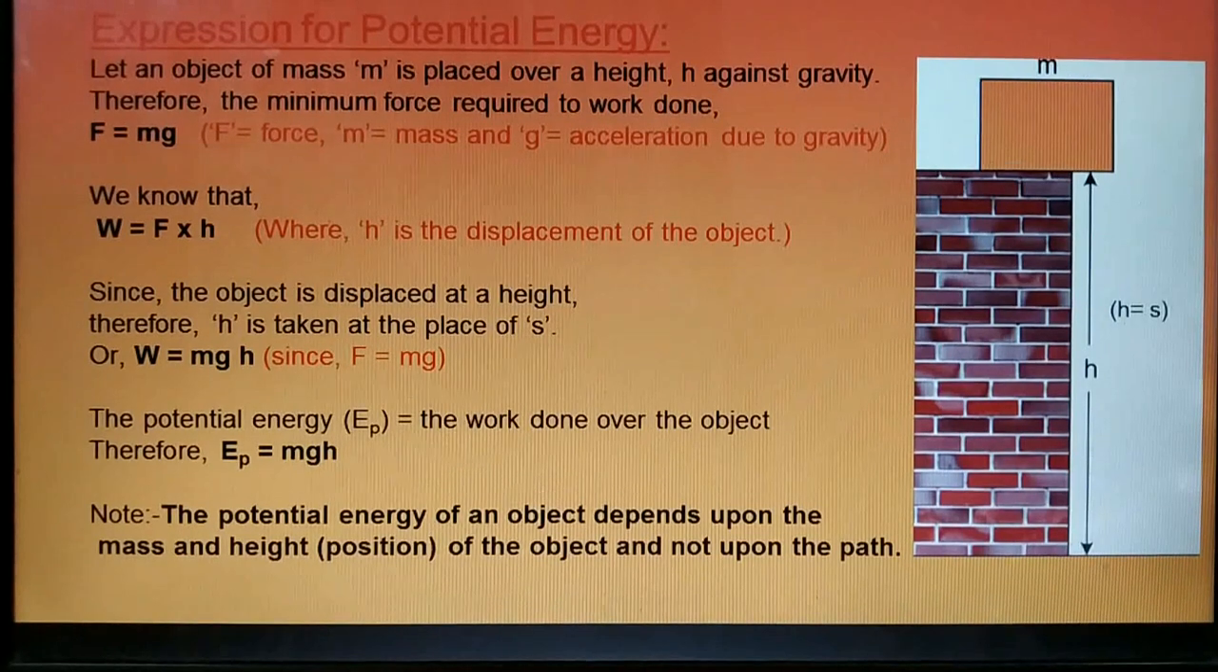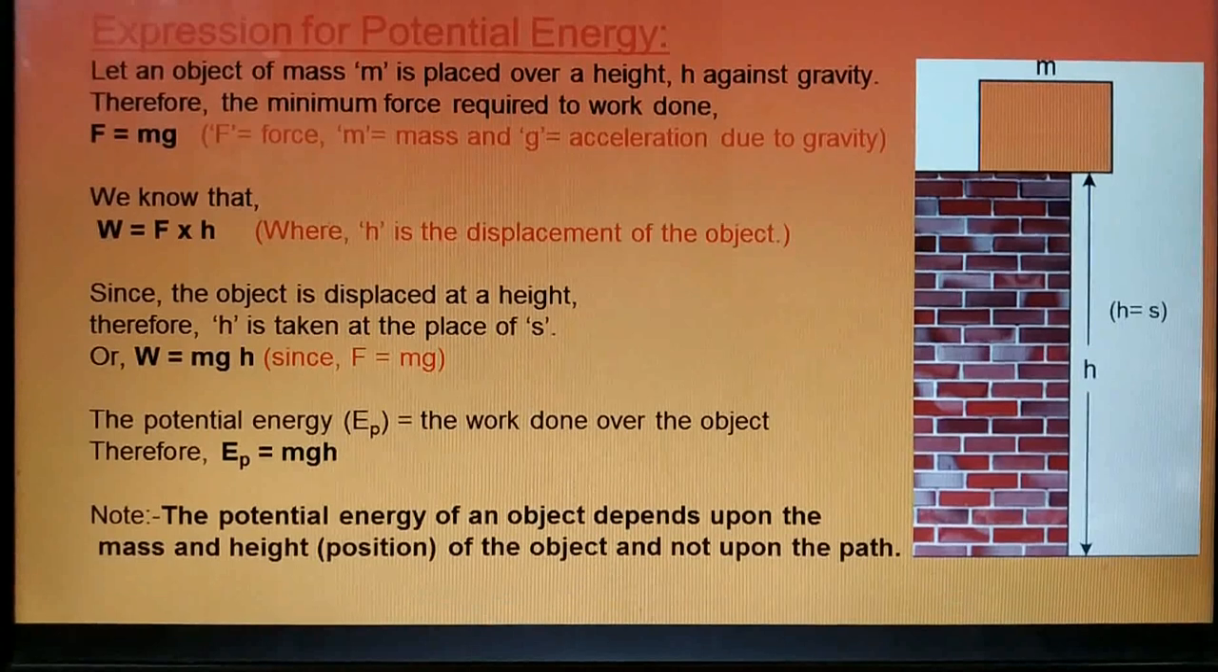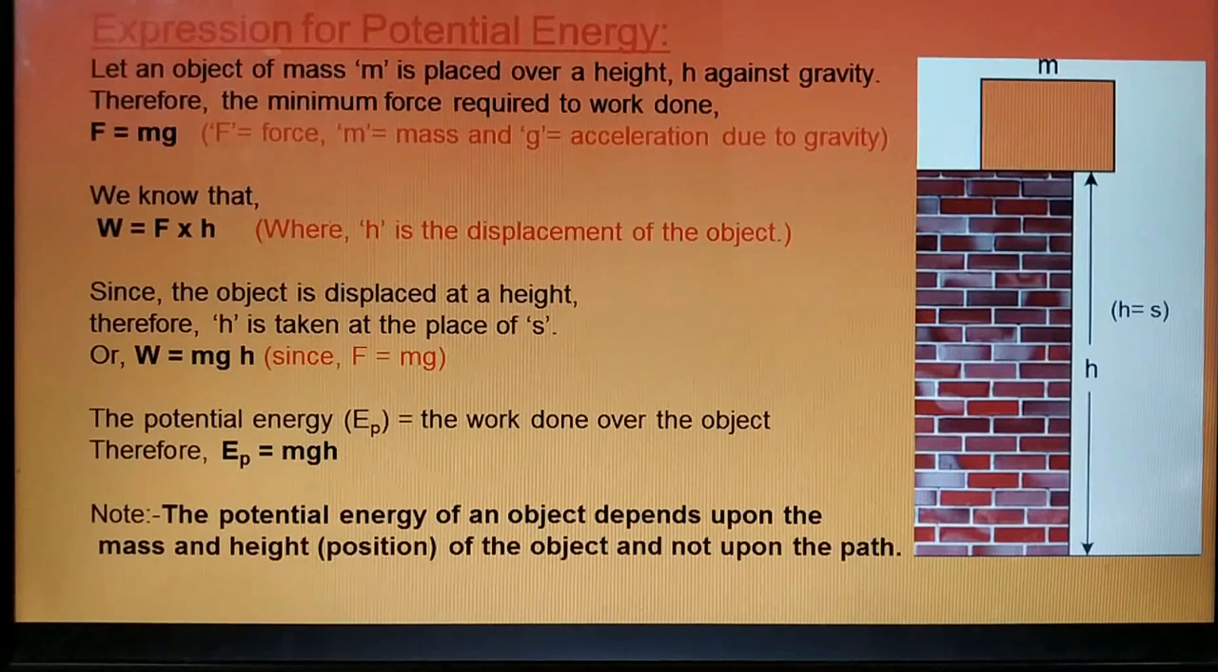Now you always remember this, the potential energy of an object depends upon the mass and height of the object, not upon the path. हमेशा पोटेंशियल एनर्जी किसी भी ऑब्जेक्ट की डिपेंड करती है कि उस ऑब्जेक्ट का मास क्या है और हाइट क्या है. वो ये डिपेंड नहीं करती कि वो किस पाथ को फॉलो करके ऑब्जेक्ट आगे की तरफ मूव कर रहा है.